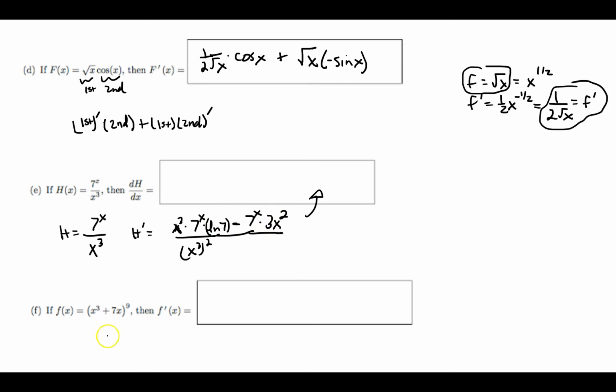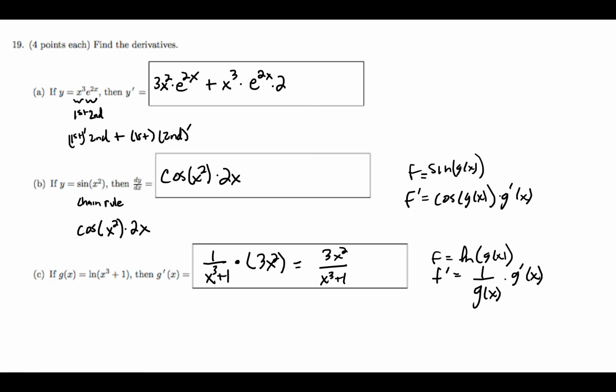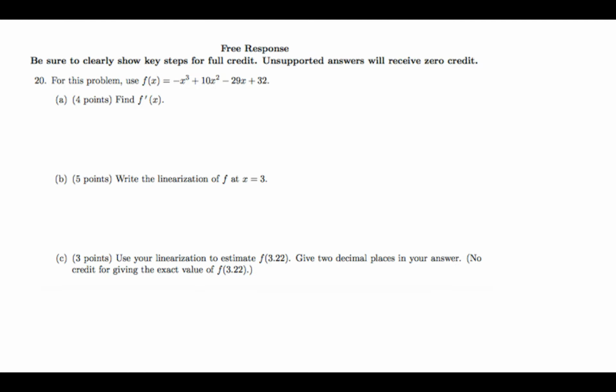And then one more here. We bring down this 9. We take x cubed plus 7x to the 8, and we times by the derivative of the inside, which is 3x squared plus 7. Okay, that's the power in the chain rule. I don't know where all the writing went, but that's it. All right, great. And these last two I'll do on one last video.